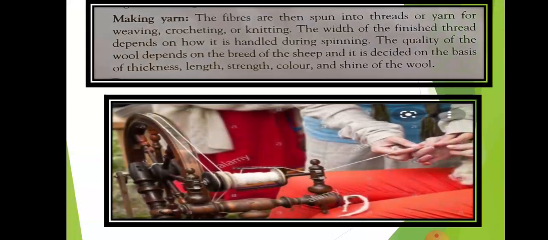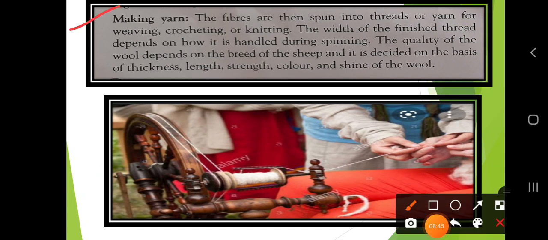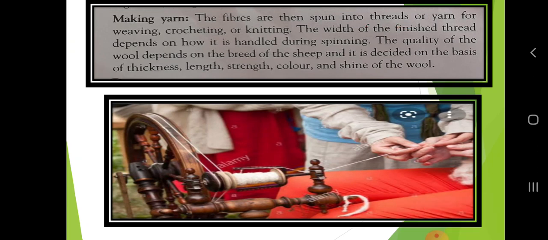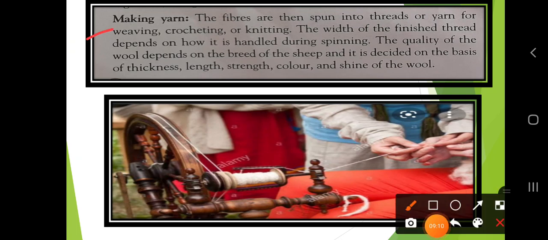Dear students, now let's discuss the last concept, that is making yarn. Yarn means you can say a thread or dhaga. It is the basic unit of a cloth. If we collect all the yarn from single threads, we can make clothes. So this step is very important. The fibers are then spun into threads or yarn for weaving, crocheting or knitting.